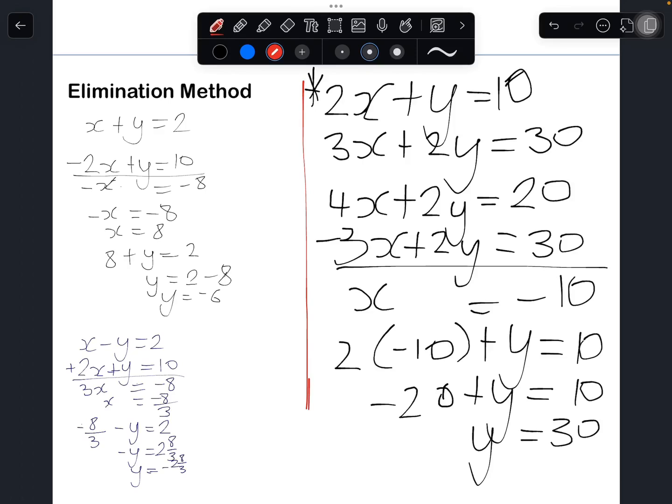So this is basically the elimination method. I am going to do a bit more examples later on in the video. You can fast forward, timestamps are below. But now we're going to move into the substitution method.